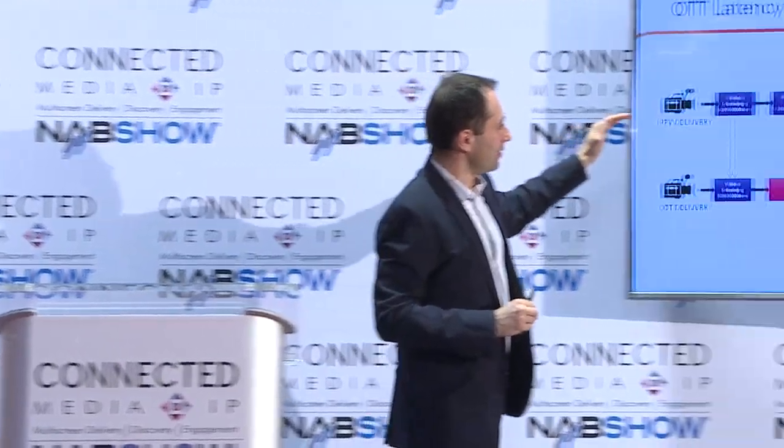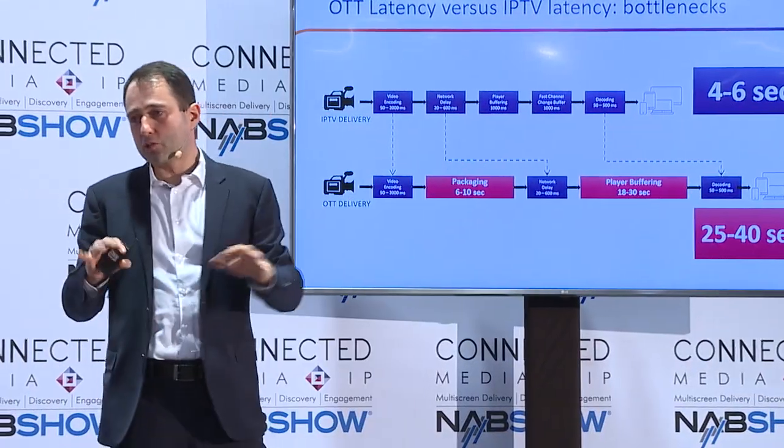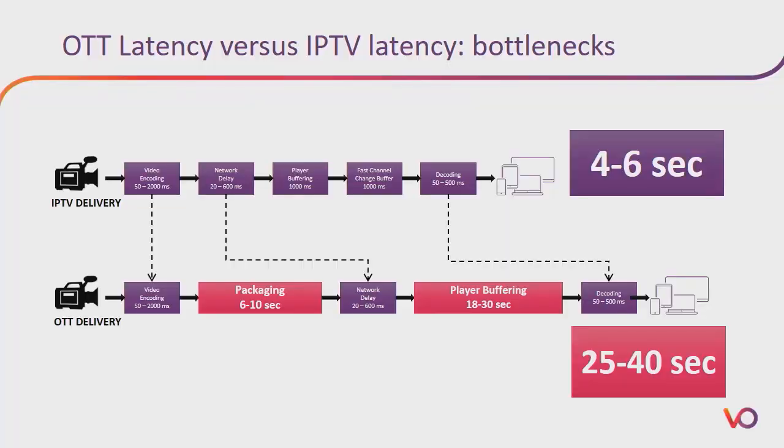Where does this come from? If you look at the first line, this is a kind of traditional TV you may have, or an IPTV, you may have between 4 to 6 seconds delay. If you go to the OTT delivery, we observed with basic components in the system, around 30 seconds, 40 seconds. It can be even more than that.